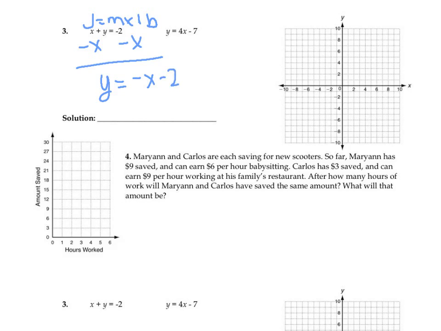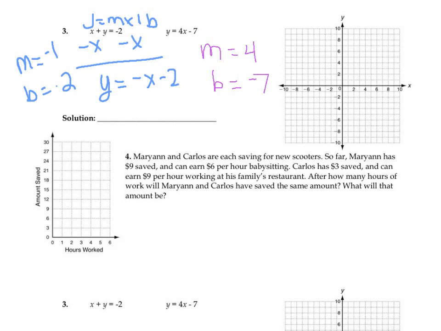So the slope of that line is going to be -1, and the y-intercept of that line is going to be -2. Then looking at our other line, the slope of that line, the number in front of x, is 4, and the constant is -7, so that's our y-intercept. Now we're going to graph those two lines.